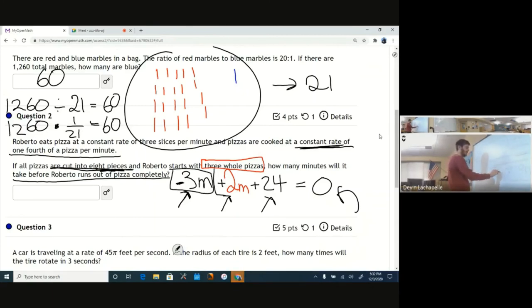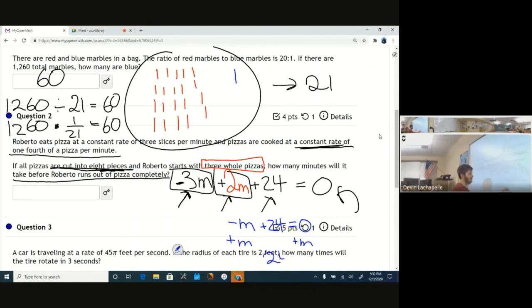Combine like terms, negative 3m and 2m, that's just negative m. Let me switch the colors here. That's negative m plus 24 equals 0. And then I want my variable and my constant terms on opposite sides of my equal sign. So look at that, I have a minus m. I'll just add m to both sides. And I get 24 equals m, where m is our minutes.